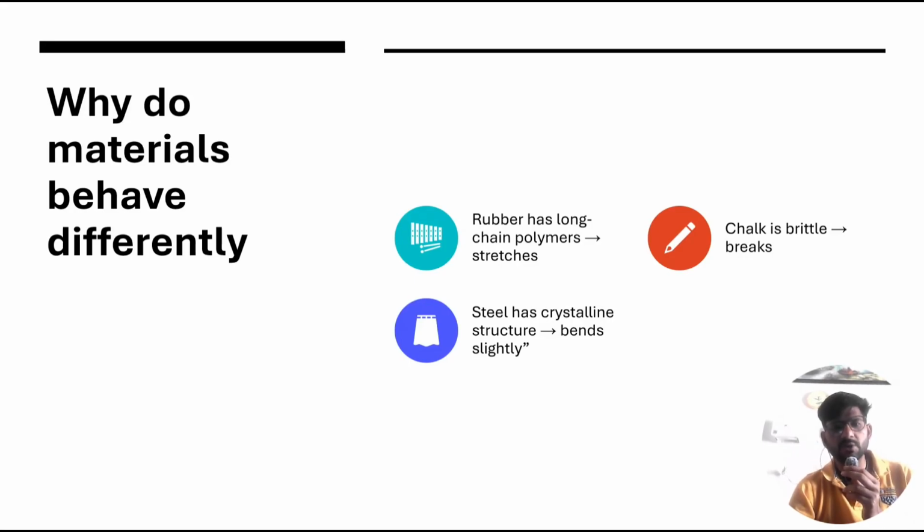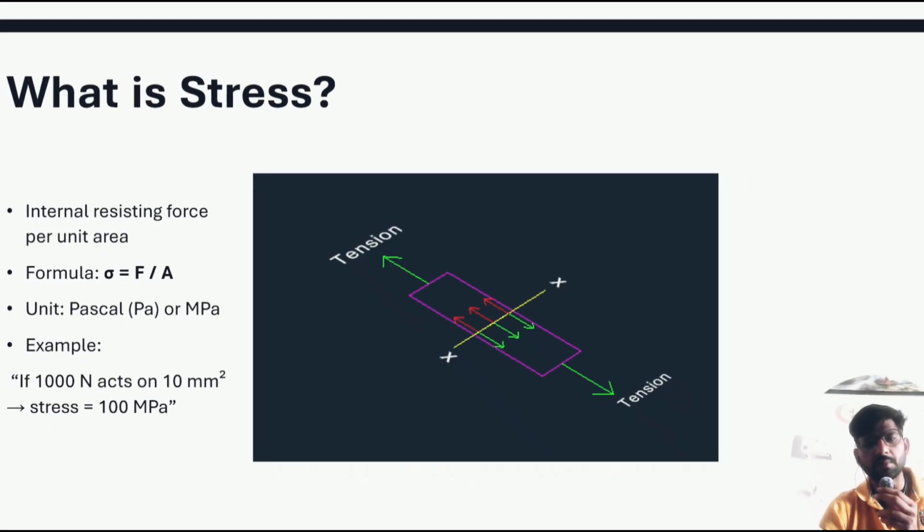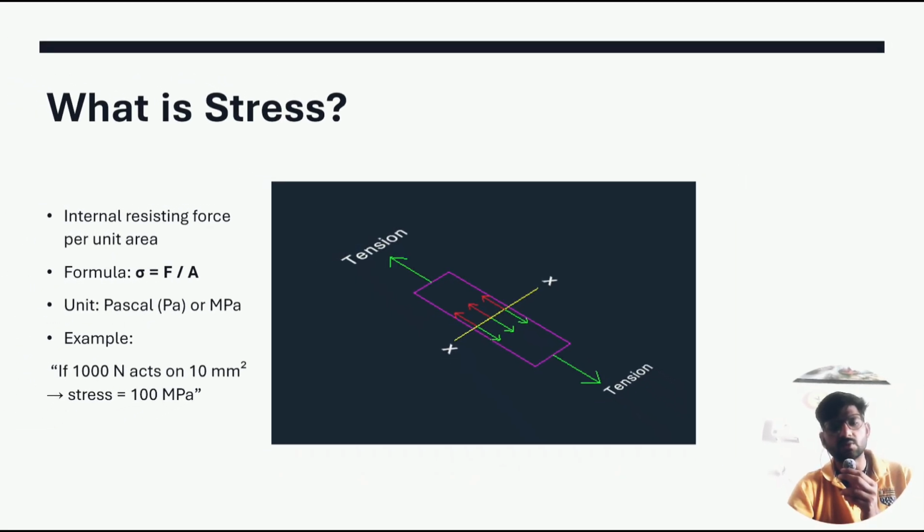So why do these materials behave differently? For that we have to learn this concept. First we talk about stress. Stress is defined as the internal resistance force per unit area. As you see on the screen, this is a bar which is subjected to tensile force. When force acts in the outward direction, as shown in green color, there will be resistance in the inner part of the body along this line. The same force is applied on the opposite side, so there will be a reaction on this side. This we call internal resistance.